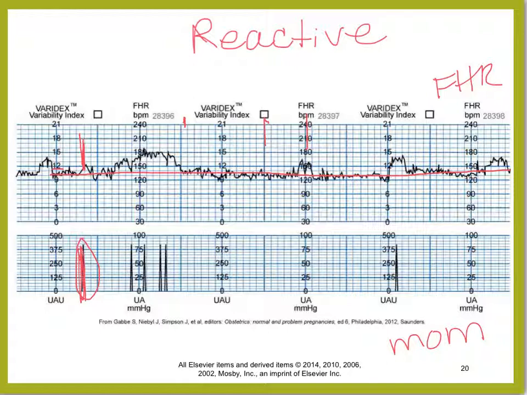This is a reactive stress test. We will go over this again in class. I will bring more strips in to see. But in this particular strip, you can see that baby is having several. So this baby is a wake little firecracker. And there is not an issue of getting the 2 in within the 20-minute period, 15 seconds above, 15 above baseline. So this is a reactive strip. You want this. This is what we want. This is a good strip.